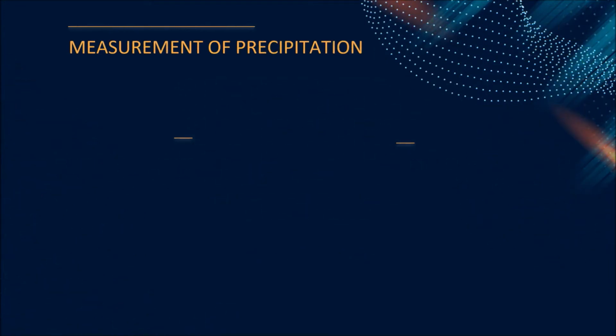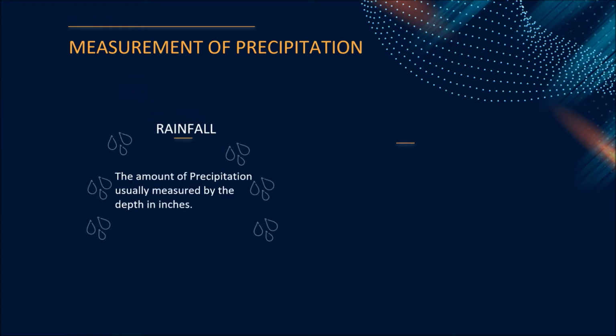First off, the measurement of precipitation. What are the things we are going to measure? The first one is rainfall. The amount of precipitation is usually measured by the depth in inches.